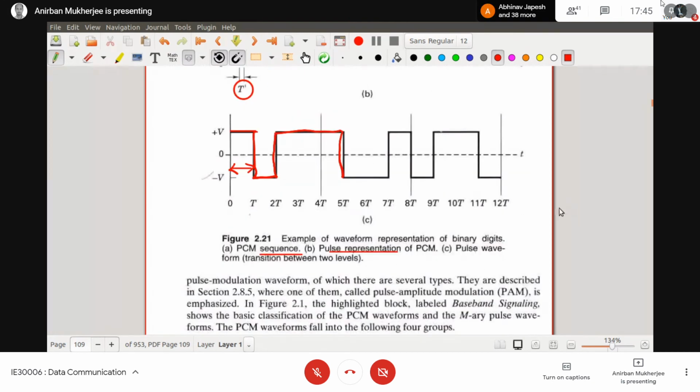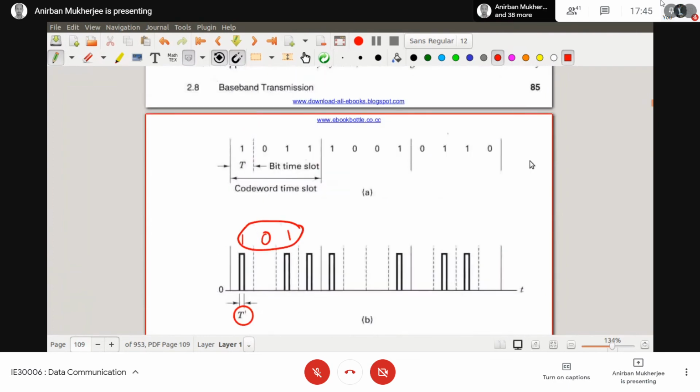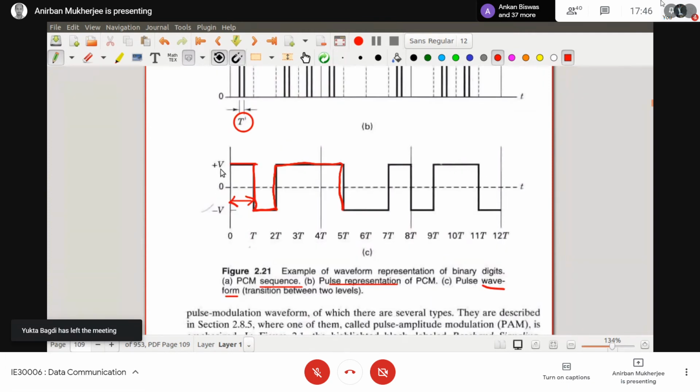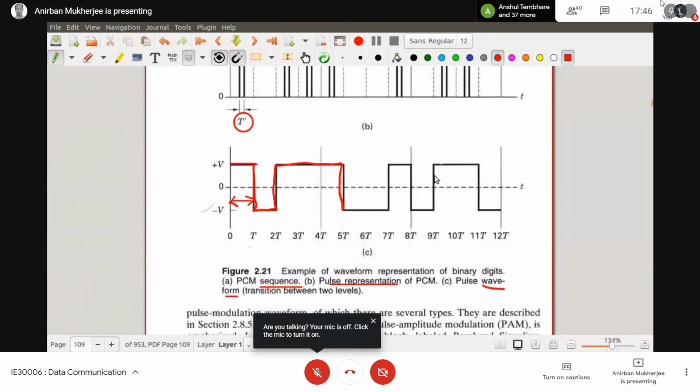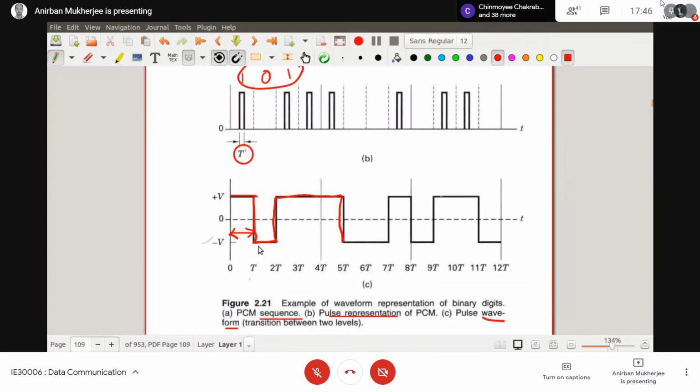This is called the pulse waveform transition. So you see, this is my PCM sequence, this is the PCM pulse representation, this is the PCM waveform, or pulse waveform, whatever it is. Now the question is that you are saying, okay, I will do 1 by plus 5 volt or plus 2.5 volt and 0 by minus 2.5 volt.